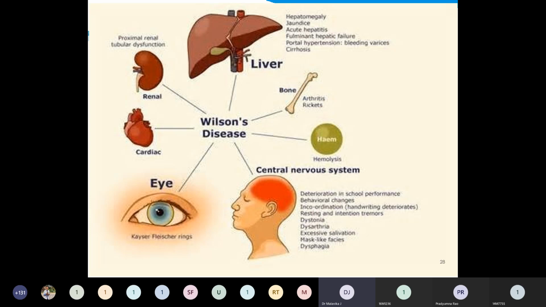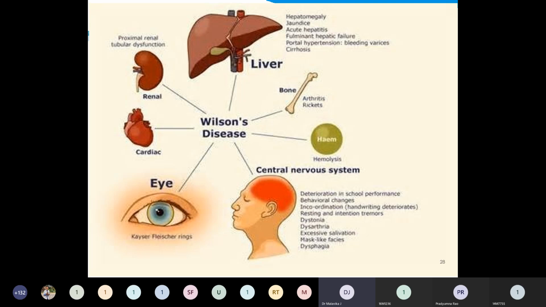So what are the manifestations of Wilson's disease? Mainly in the liver, there will be hepatomegaly, jaundice, acute hepatitis features, fulminant hepatic failure, portal hypertension and bleeding due to bleeding varices, and cirrhosis as the final stage. Coming to the involvement of bone, this results in arthritis or rickets. In the blood, hemolysis will be there.